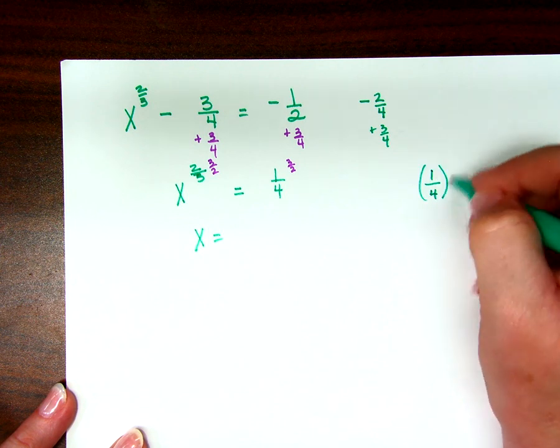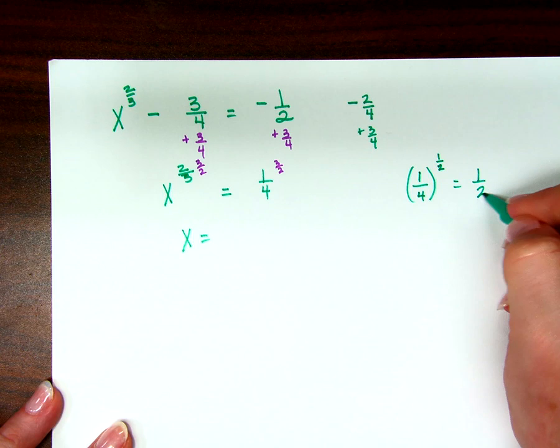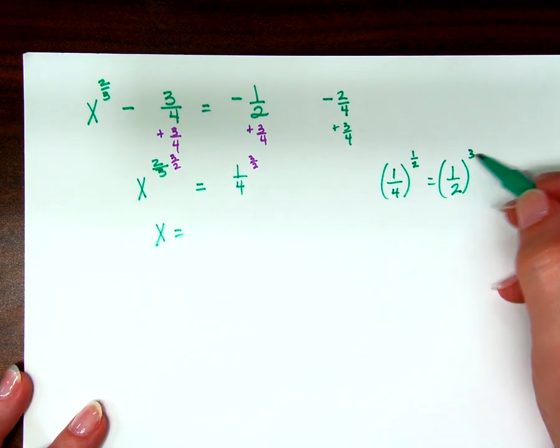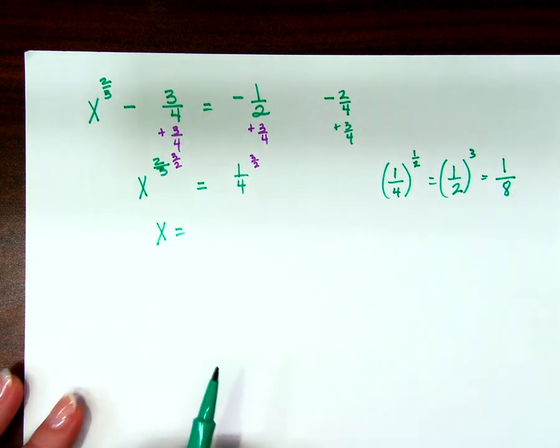So first we do 1/4 to the 1/2 power, which is 1/2. And then we raise that to the 3rd power. When we raise a fraction to a power, we raise the numerator to that power and the denominator to that power. Does that make sense?